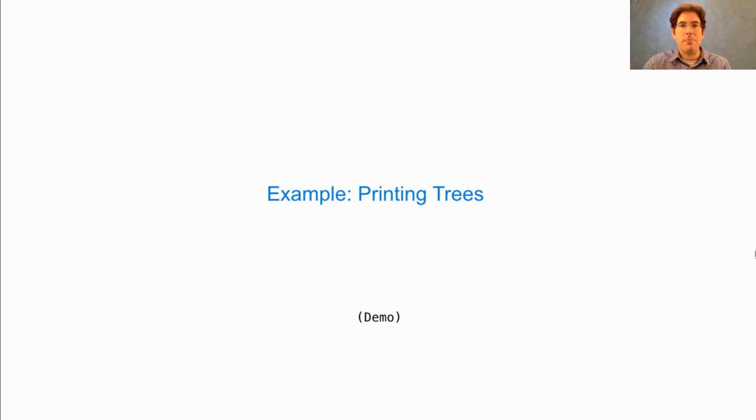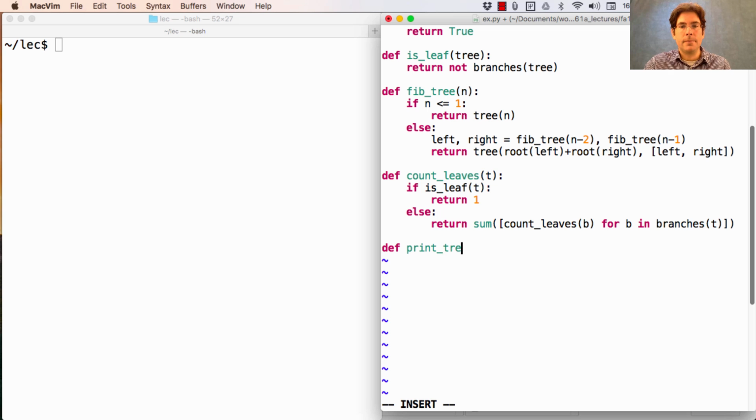Let's finish with a tree processing example: printing out trees. So I'm going to write a function called printTree, which prints the root value of t. And then for every b in branches of t, it's going to print those.